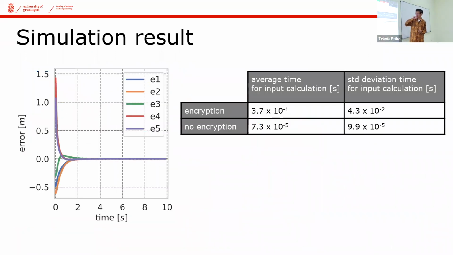So this is one example of the simulations. We make formations of 4 robots like before, with 5 edges, and in this case the error goes to 0 as expected. Of course, because of the encryption, the average computational time for every step increases quite significantly. When there is no encryption, when everything is using a local controller, the computation is very fast. But when you're using encryption, because there are encryptions and decryptions, it takes quite a long time, and the computational time increases by 4 orders of magnitude.